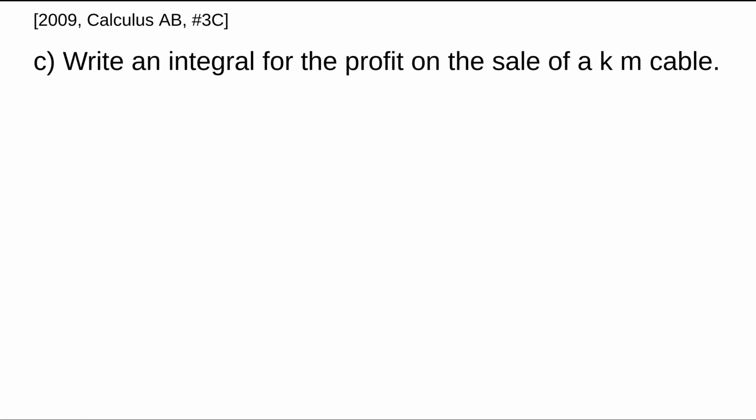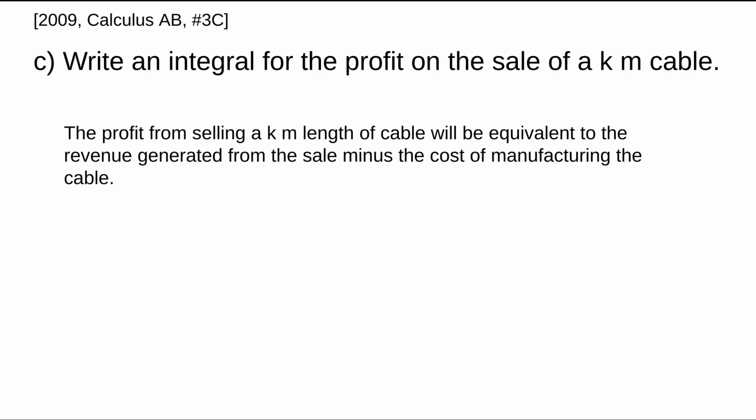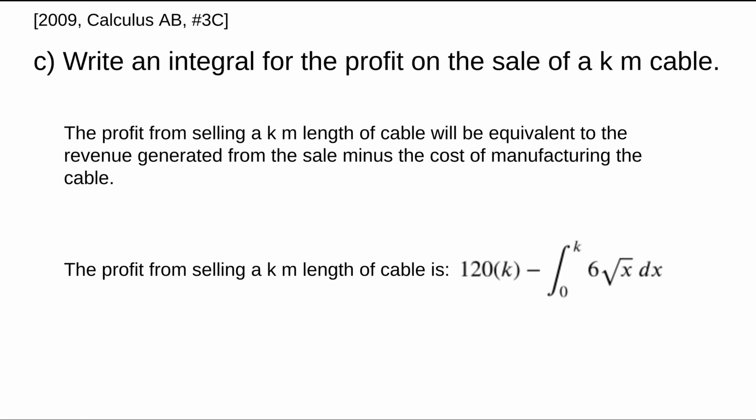In part C, we are asked to write an integral for the profit on the sale of a generic K-meter cable. Well, profit, again, is revenue minus cost. So the profit from selling a K-meter length of cable is going to be the length K times the 120 that it sells for. And then the cost will just be the integral from 0 to K of 6 square root x dx. So if I set up an integral for the profit, I get 120K minus this integral from 0 to K of 6 square root x dx.